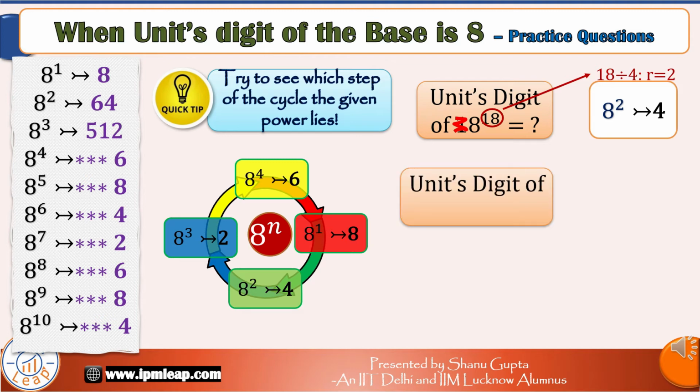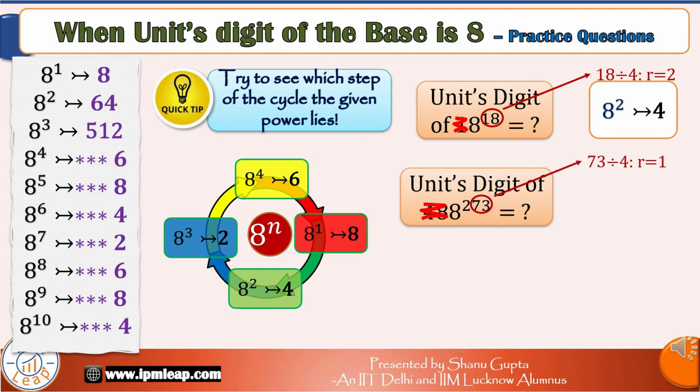Next, we have to find the unit digit of 488 raised power 273. In the base, just keep the unit digit 8 and ignore the digits before that. So what's the unit digit of 8 raised power 273? Next, divide the power by 4 to see which step of the cycle you are at.